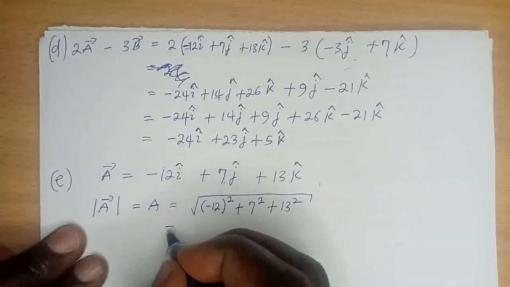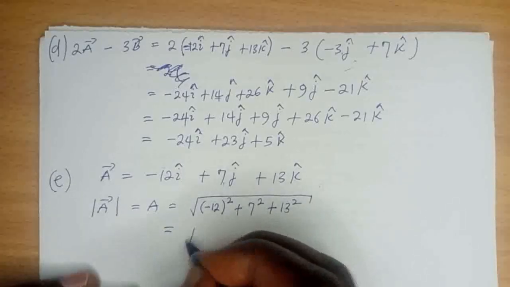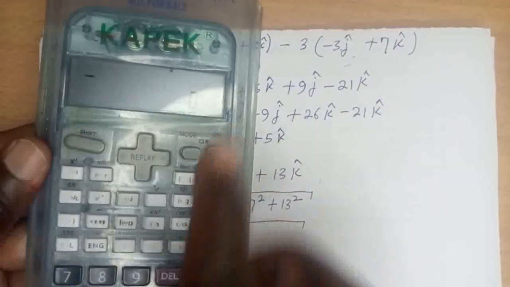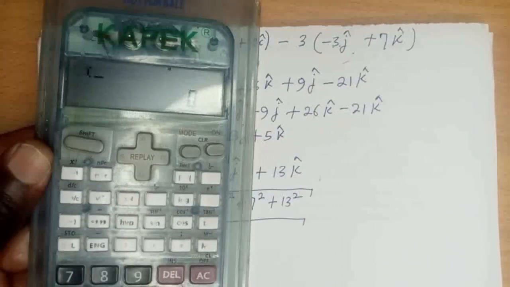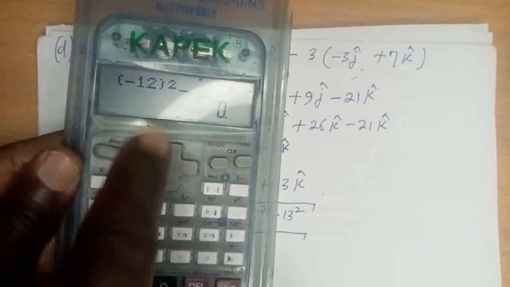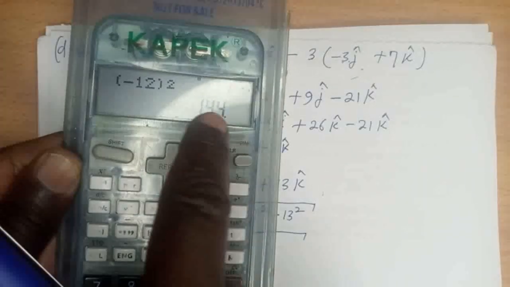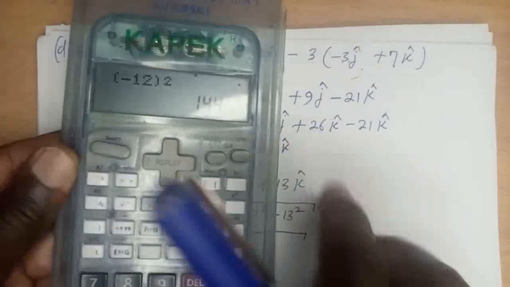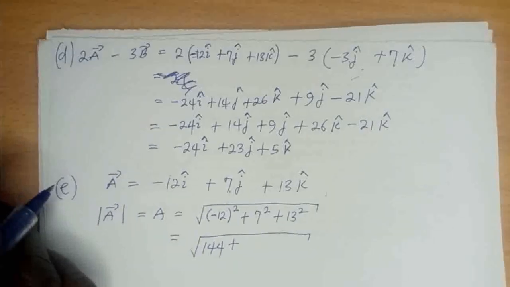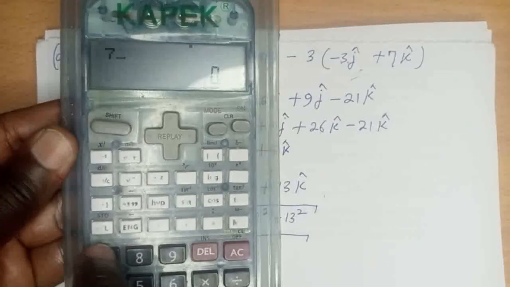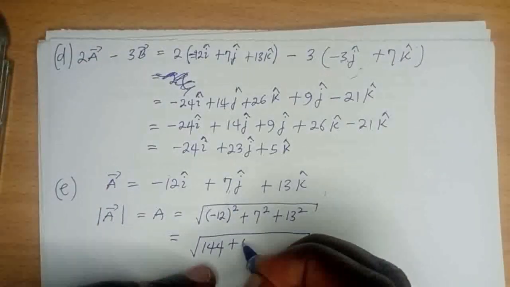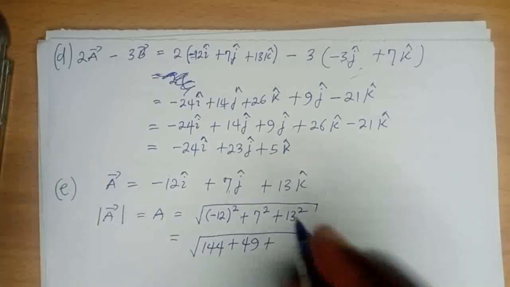Okay, this is equal to square root of, bring your calculator, open bracket here, put the negative sign, and then 12, close bracket and square it. You see, now your answer is positive, 144. Then plus, bring the calculator again, press number 7, square this number 7, and then you have 49. So I have 49 plus, again I have 13.